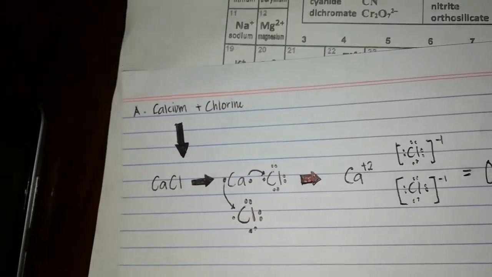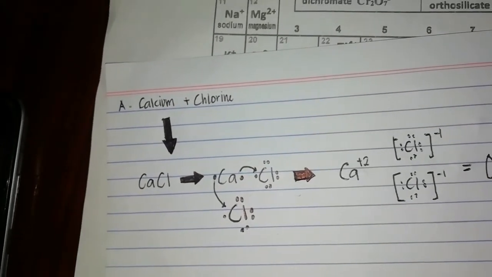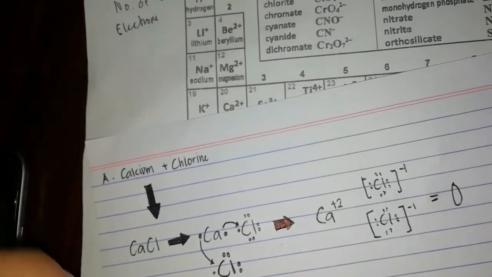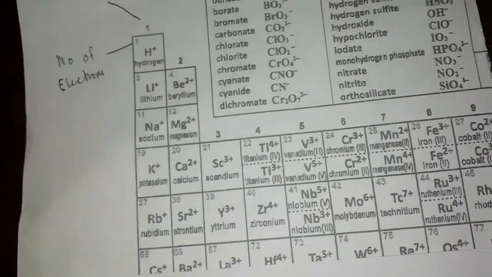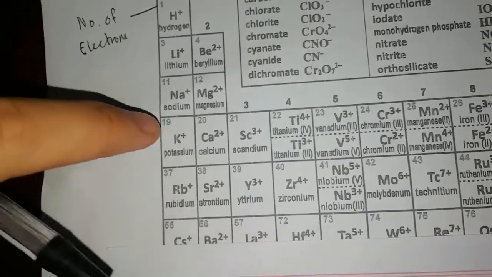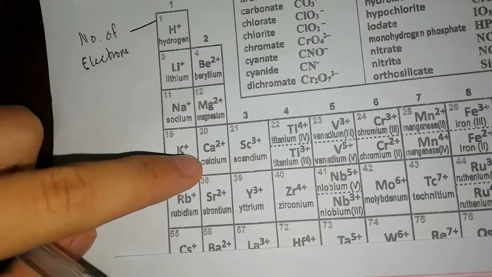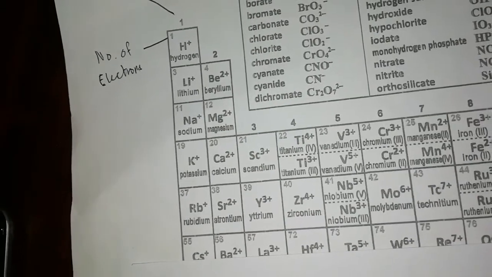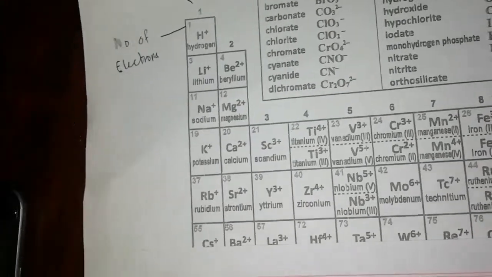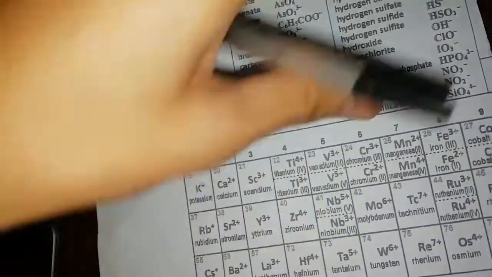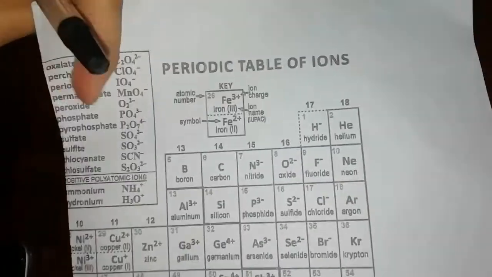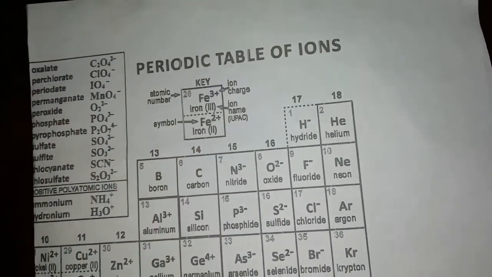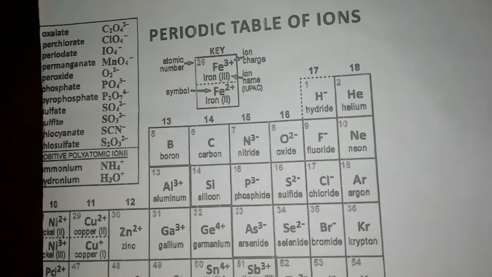The next thing to do is find the charge of each element. Calcium has a 2 positive charge, so we're going to find the result with the 2 positive charge. And for the Cl, or chlorine, it has a negative charge, or -1. So we're going to find out that result.